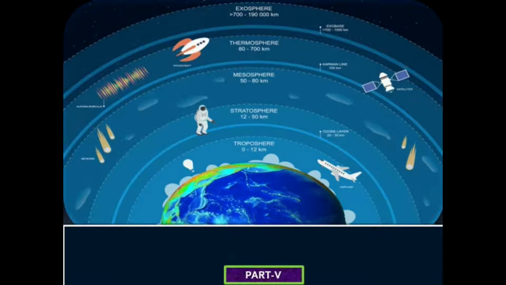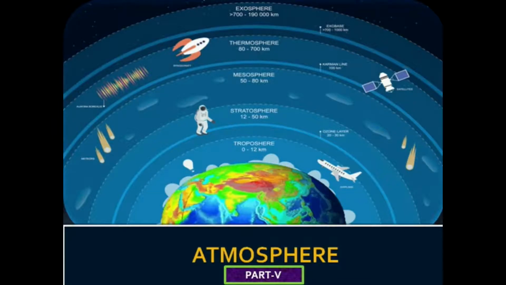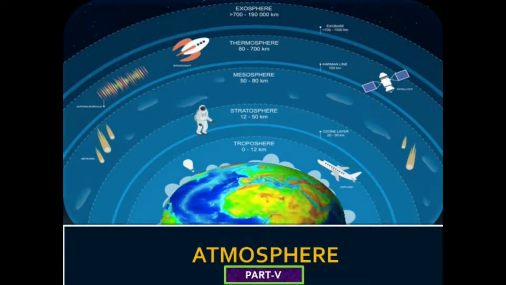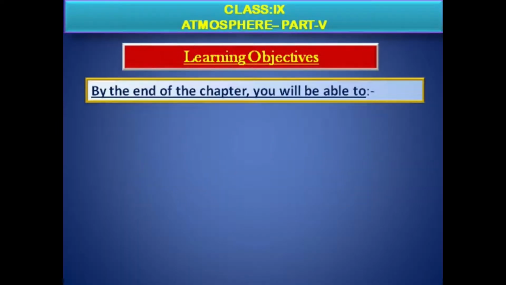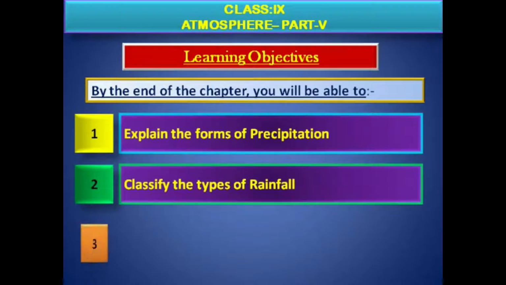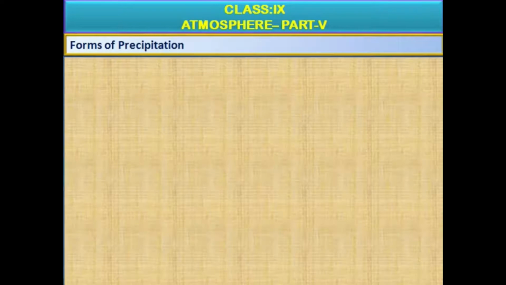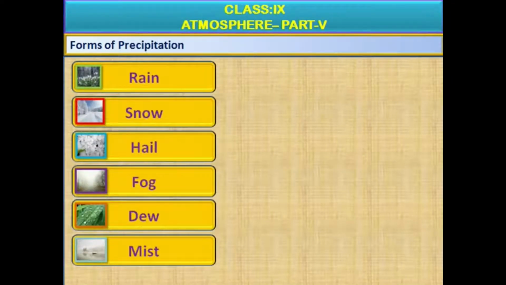Welcome to the chapter Atmosphere. In the previous session, we learned to identify the variations between weather and climate. Learning objectives of this part: by the end of the chapter, you will be able to explain the forms of precipitation, classify the types of rainfall, and define condensation. Children, now we will learn about different forms of precipitation.